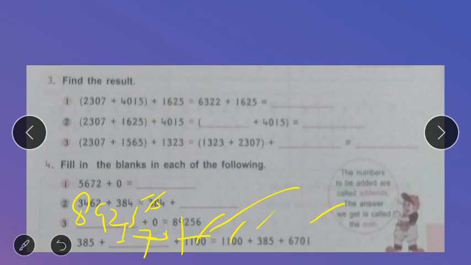The numbers to be added are called addends, and the answer we get is called the sum. So after adding two numbers, the answer you get is the sum, and the numbers which you are adding are called addends.